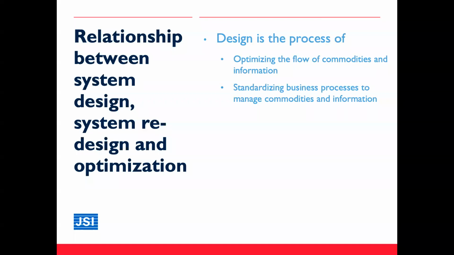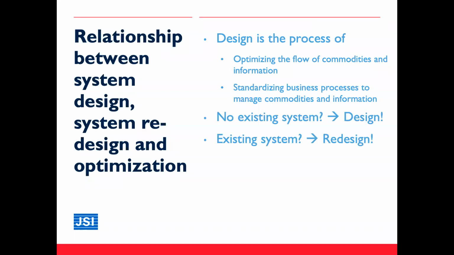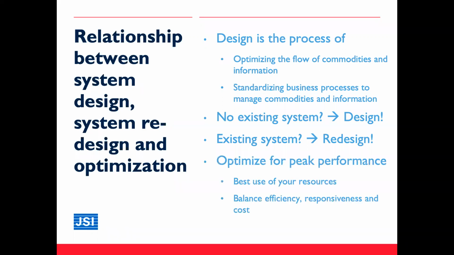During the Part 1 webinar, we defined supply chain system design as the process of optimizing the flow of commodities and information and standardizing the related business processes to manage commodities and information. We will redesign based on the state of our existing system, if we have a system. The objective of the design or redesign is to support the supply chain to achieve the performance desired, ensuring continuous product availability, making the best use of the resources available.